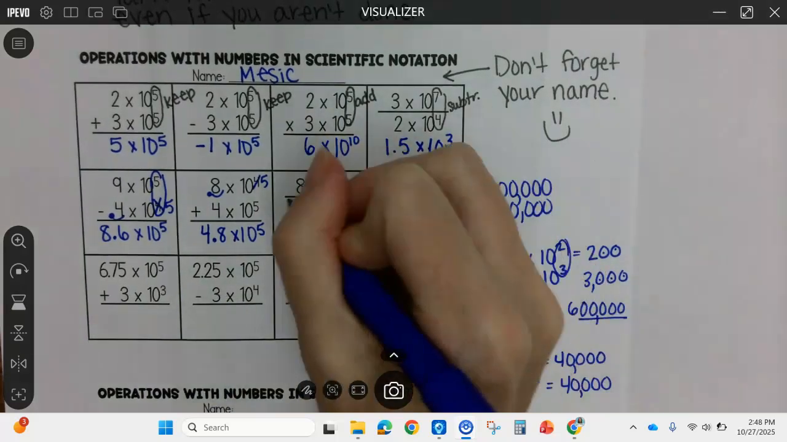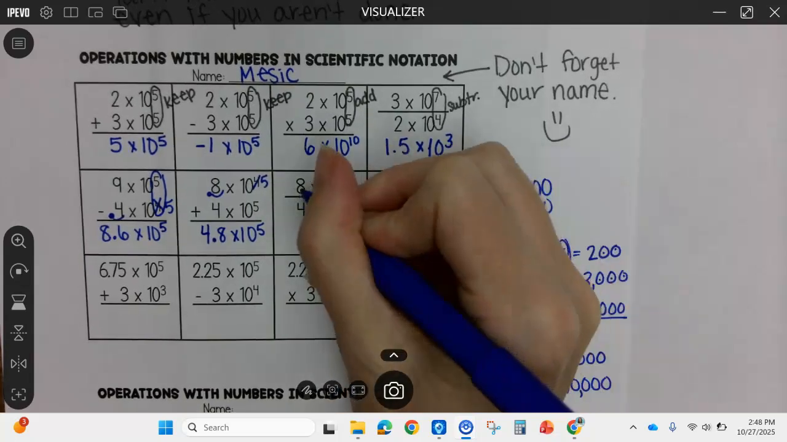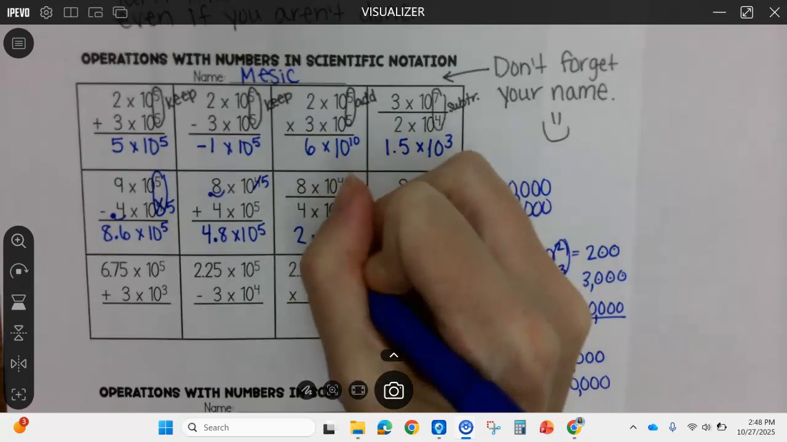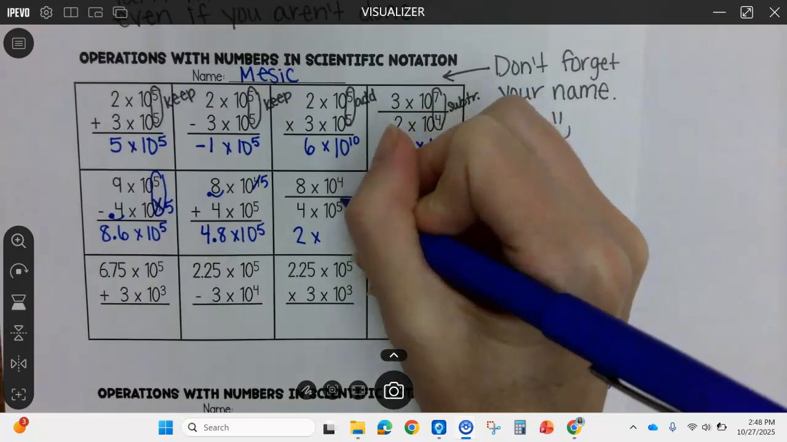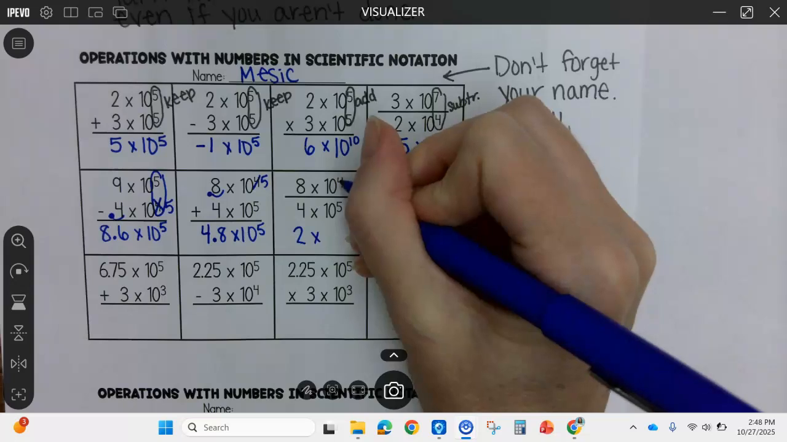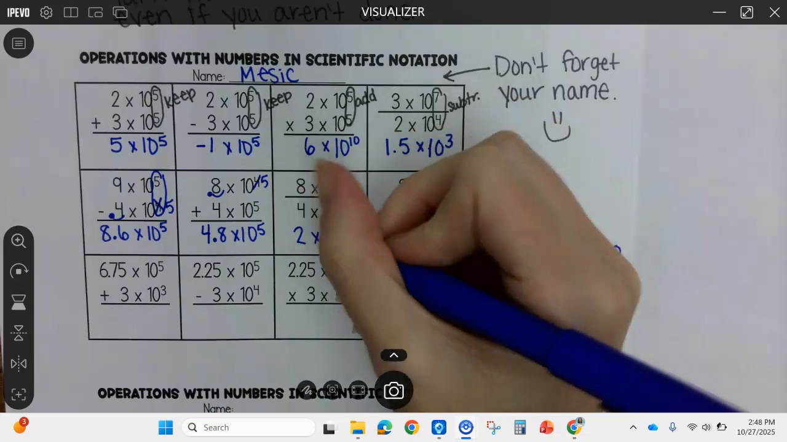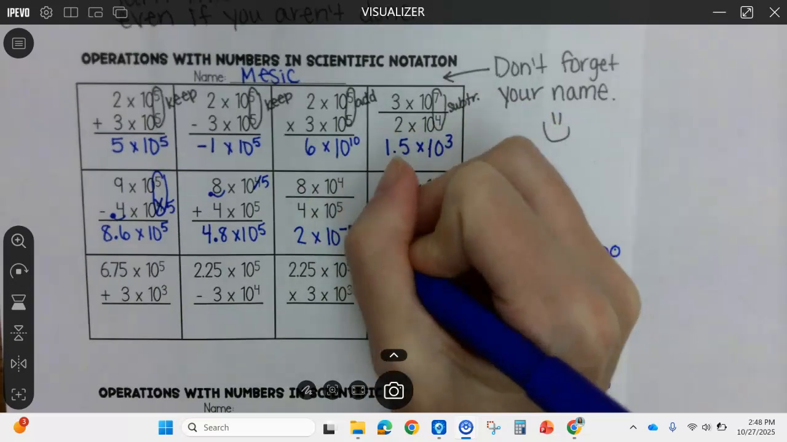All right, again, fraction bar is division. 8 divided by 4 is 2. And we're going to subtract the exponents top minus bottom. So we're doing 4 minus 5. That would be -1.